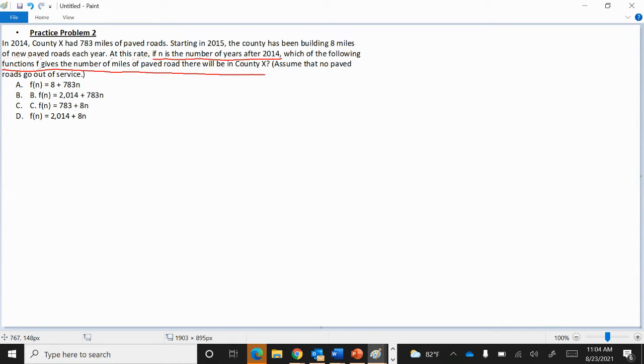So we have our equation from the first one. I had written it as t equals 783 plus 8n. That was our equation from the first one that we used to solve it. They want our function's name to be f. So t was the total number of miles of paved road there were. Instead of t, they want our function to be named f. So I change it to an f.